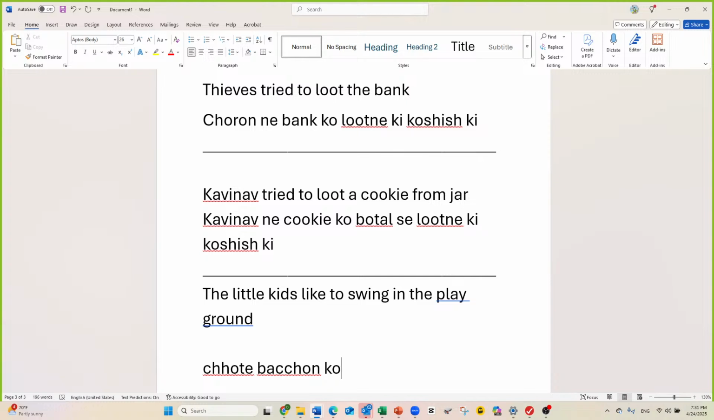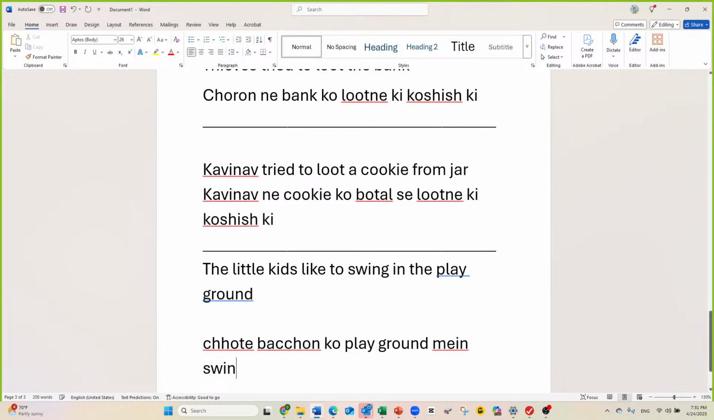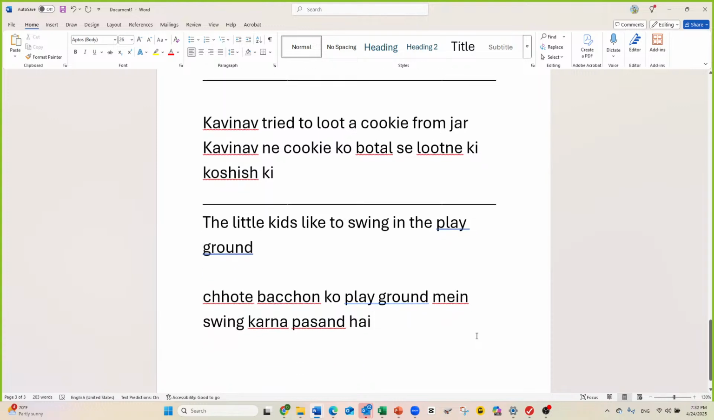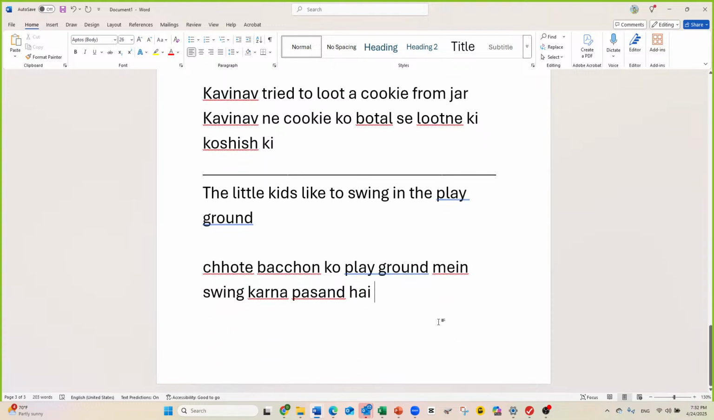So say छोटे बच्चों को प्लेग्राउंड में स्विंग करना एंड लाइक इज अच्छा. अच्छा पसंद है. You say either अच्छा or पसंद. You can say पसंद. If you want to say पसंद, पसंद है. Okay, so first let's read it. छोटे बच्चों को प्लेग्राउंड में स्विंग करना पसंद है.